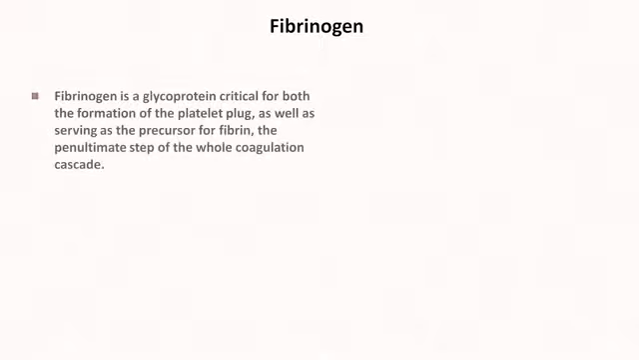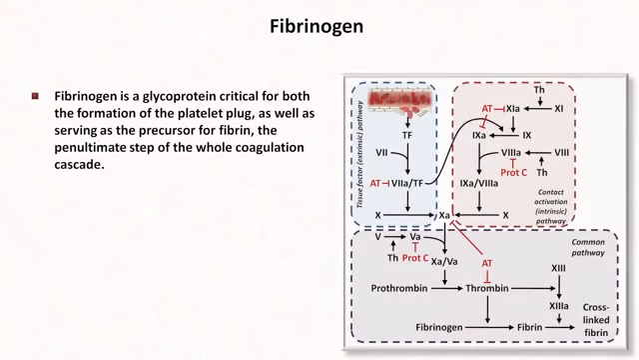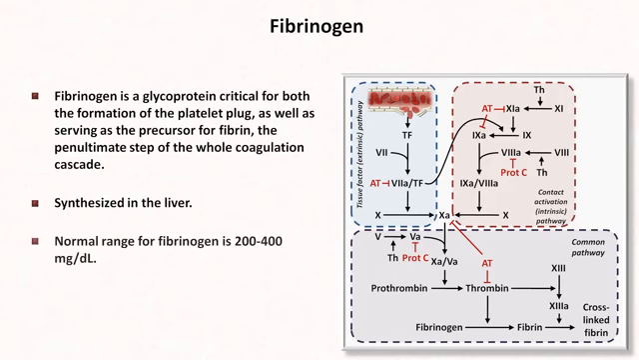The next test, fibrinogen, is not ordered nearly as frequently as the PT and PTT, but it's still not rare. To remind you, fibrinogen is a glycoprotein critical for both the formation of the platelet plug, as well as serving as a precursor for fibrin, which is the penultimate step of the whole coagulation cascade. Fibrinogen is synthesized in the liver, and its normal range is around 200 to 400 milligrams per deciliter.